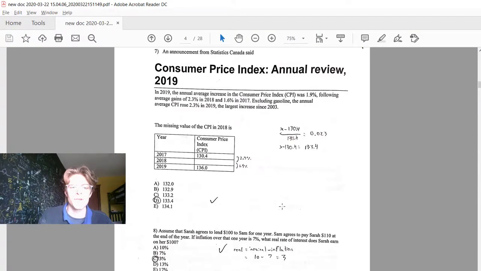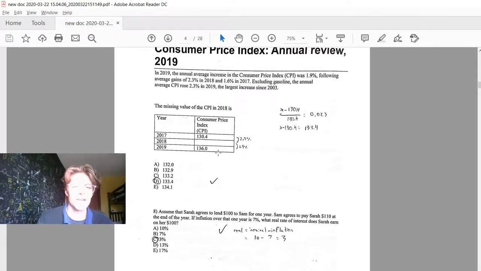Next one. The missing value of CPI. So how do we do this one? Exact same thing with the new minus old over old. So we'll go through it. In 2019, blah, blah, blah. Okay, the missing year. So how did we get from here to here?